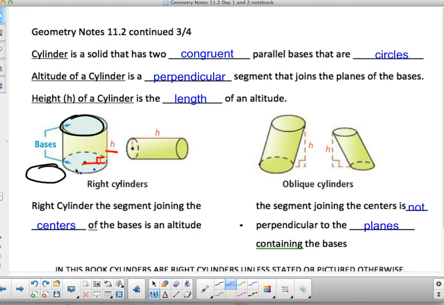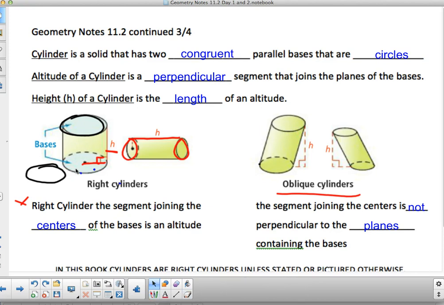Whether the cylinder is on its side, h is still there, separating the two bases, okay? Still going to be the same things. R is the radius of the circle, h is the height, the separation of the two bases. In right cylinders, the segment joining the centers of the bases is an altitude, okay? Oblique cylinders, when it's not right, the segment joining the centers is not perpendicular to the planes containing the bases.